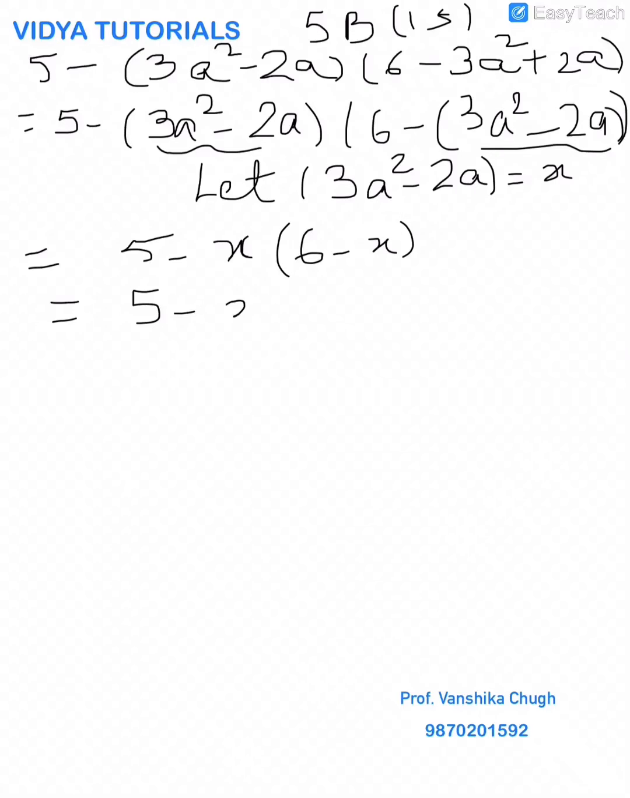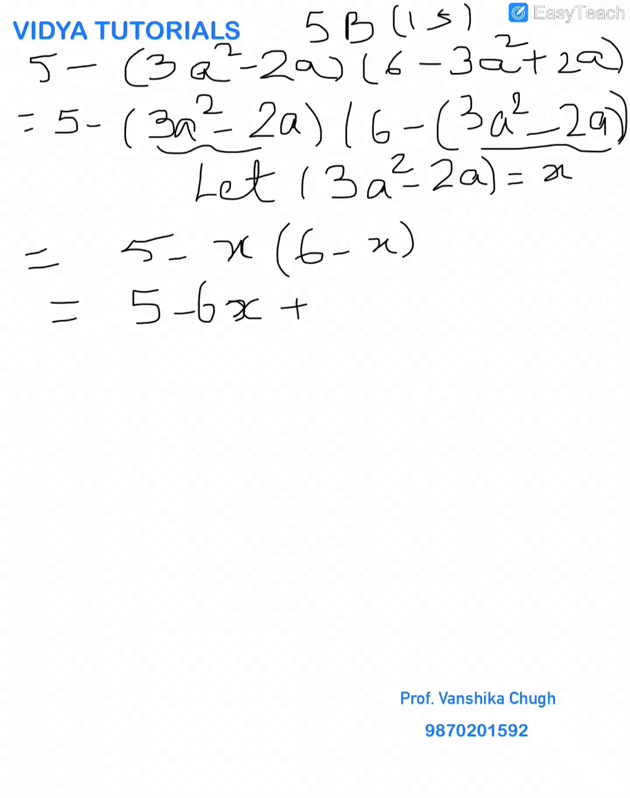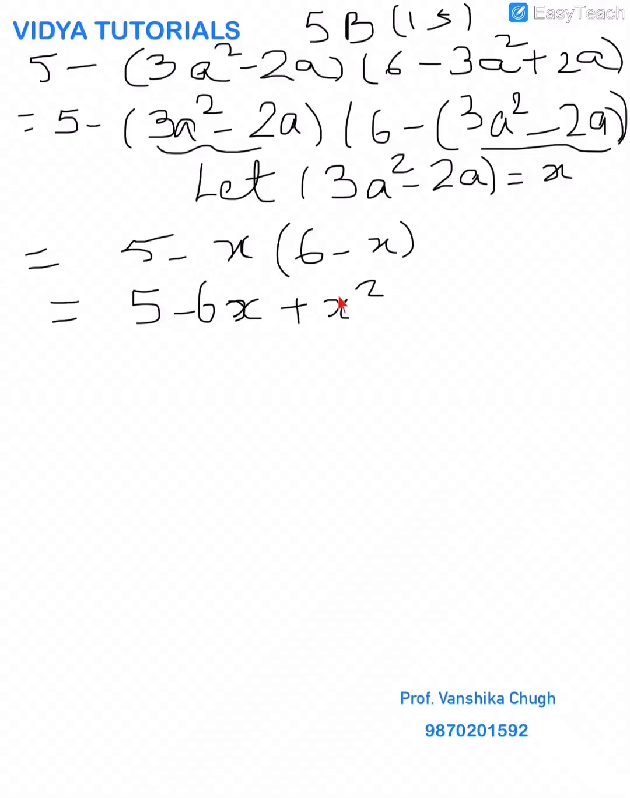5 minus 6x plus x square. I am ready with a trinomial. So as you see in this trinomial, I can bring the x square as first and the 5 in the end because both are plus signs. So here I can change the order a little bit. If there was a minus sign here, please don't change the order as it is there in the solved example.